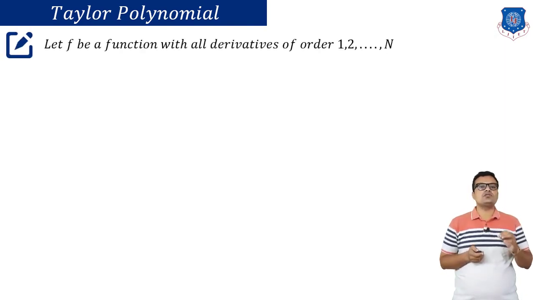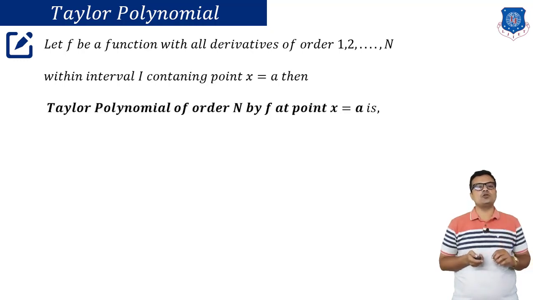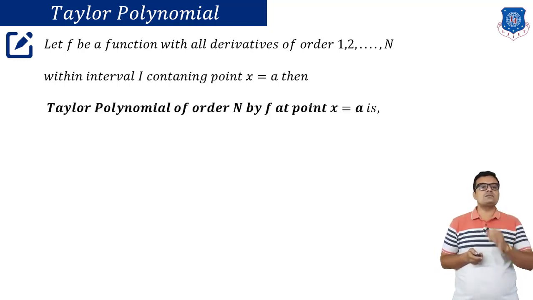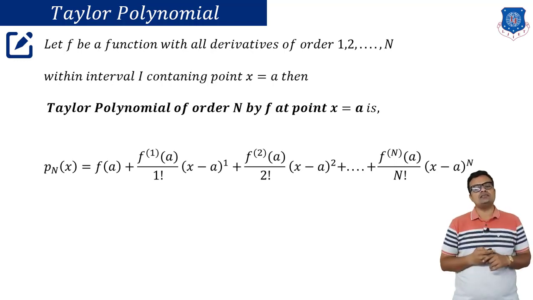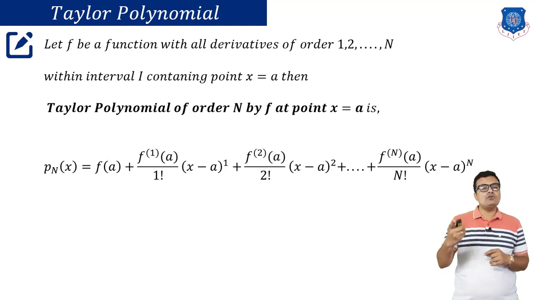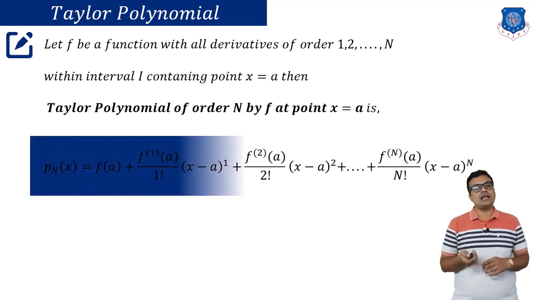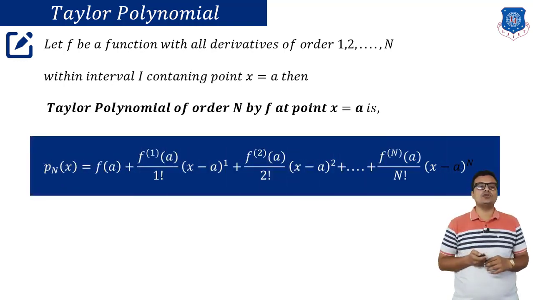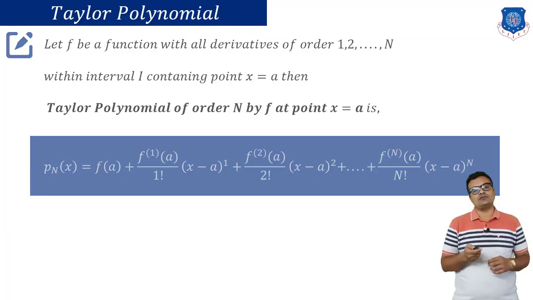So if f is a function with all possible derivatives, starting from 1, 2 up to capital N, within some interval I containing a point x equal to a, and I want to find a Taylor polynomial of order N at the point x equal to a, I should take the first n terms only of our Taylor series. This will give you a polynomial representation of your function f of x. This part is known as the Taylor polynomial of order n for any function small f at the point x equal to a.